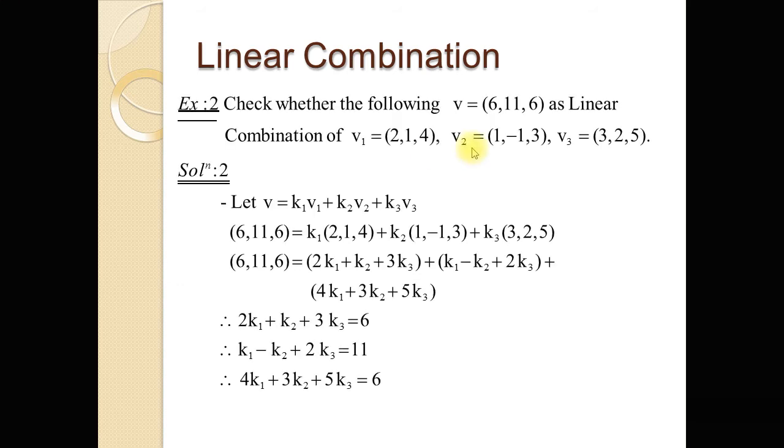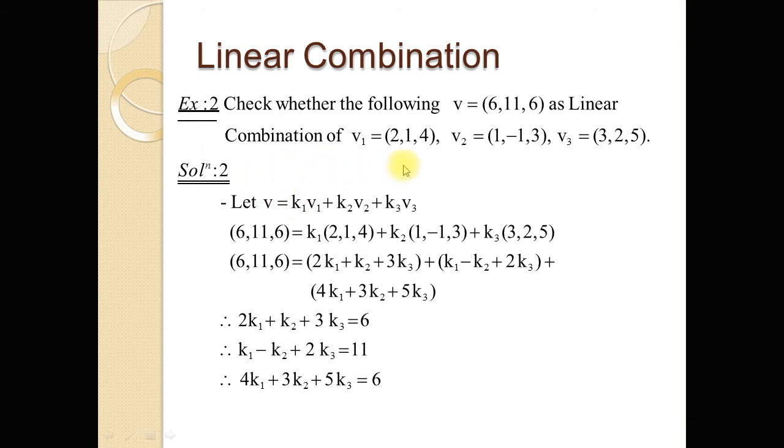Now another example: check whether the vector v = (6, 11, 6) is a linear combination of the vectors v1, v2 and v3, where the components of v1 are (2, 1, 4), the components of v2 are (1, -1, 3), and the components of v3 are (3, 2, 5).